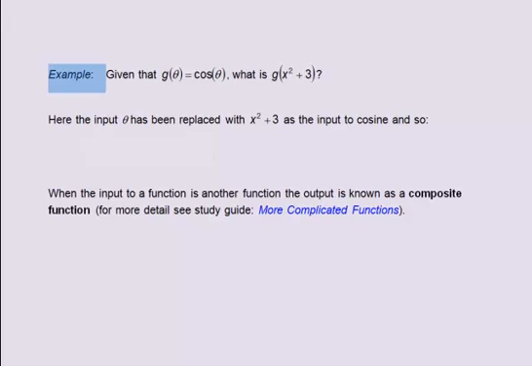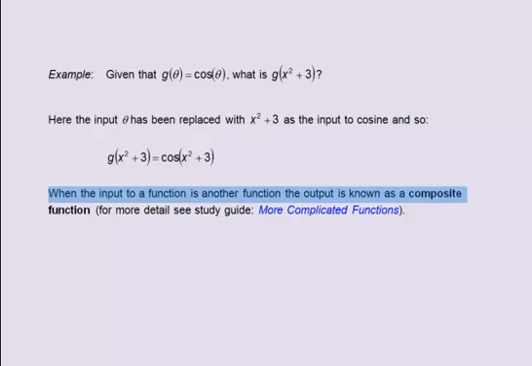Example: given that g of theta equals cos theta, what is g of x squared plus 3? Here the input theta has been replaced with x squared plus 3 as the input to cosine. So g of x squared plus 3 equals cos of (x squared plus 3). When the input to a function is another function, the output is known as a composite function. For more details, see study guide, More Complicated Functions.